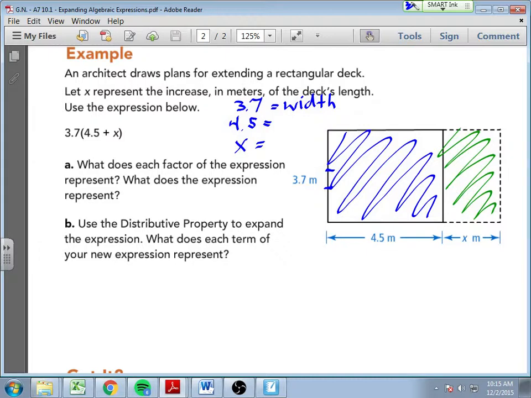If this was our width, what's this? Length. Our length of our patio. And then x. Noah, what's the x? It's gonna be the length of the addition. Yeah, so it's my additional length. You can abbreviate additional by ADDTL. I don't know why. You just can.